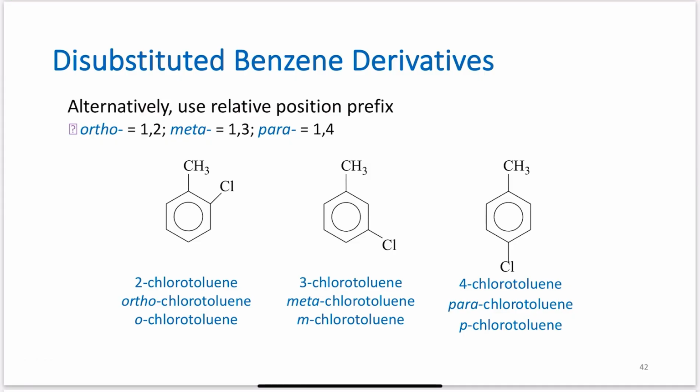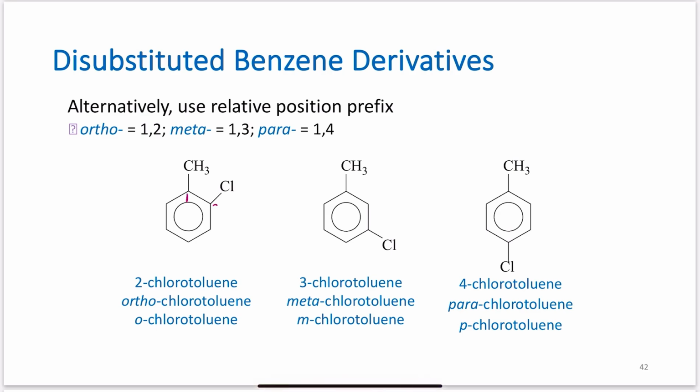If you do have disubstituted benzene derivatives, they do have positions. You need to know these positions. They're called ortho, meta, and para, or O, M, and P. I call it ortho, meta, para. The 1 and 2 positions are called ortho. The 1 and 3 position is meta. The 1 and 4 is para.